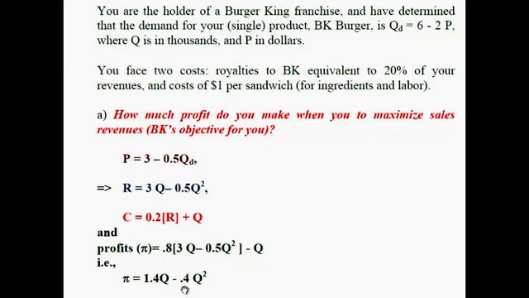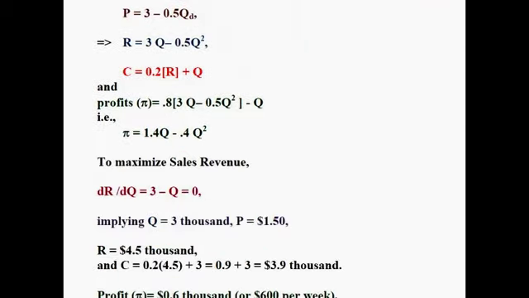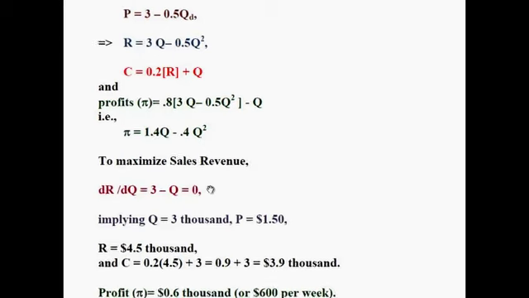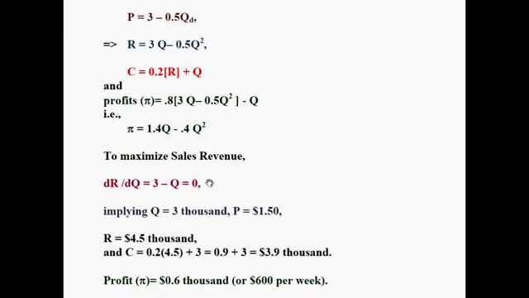To maximize sales revenue, then, we need to go back to the revenue function. From the revenue function, we would differentiate the revenue function. So the differential of 3Q is 3, and the differential of 0.5Q squared is 2 times 0.5 equals 1, 1Q. And that's a minus, so we get the differential to be 3 minus Q. Set it equal to 0. That means that you're asking the question, where on the revenue function is the slope going to be equal to 0? Remember, the differential dR/dQ is really asking, what is the slope of the revenue function? 0 here asks, where is the slope of the revenue function equal to 0?